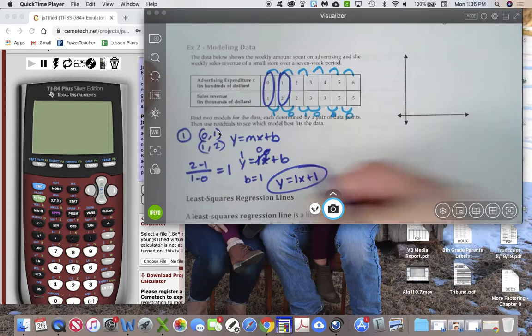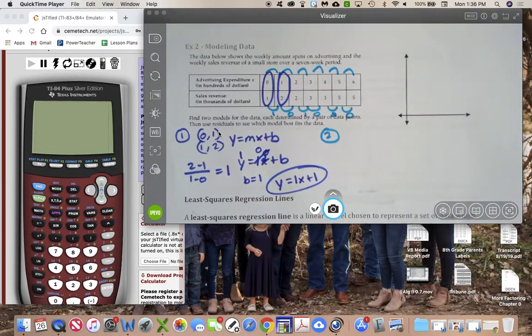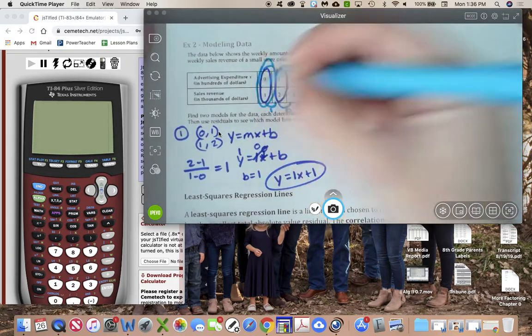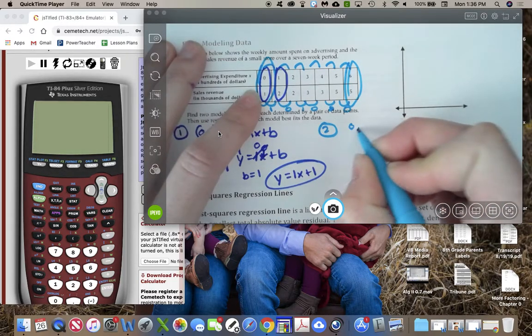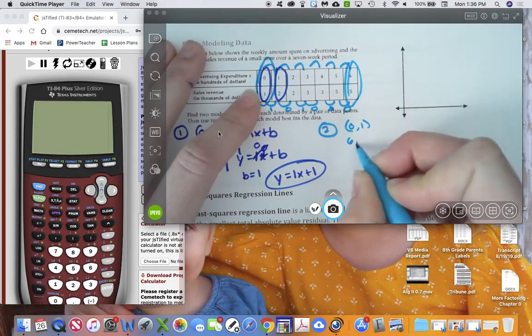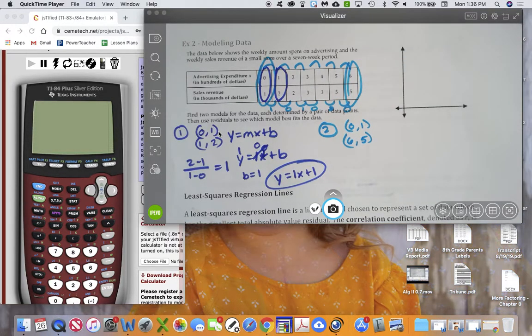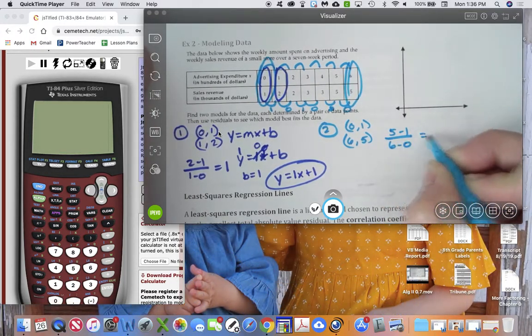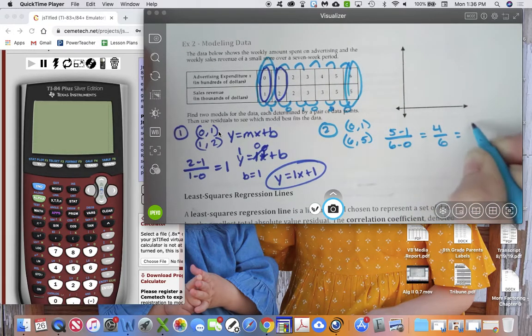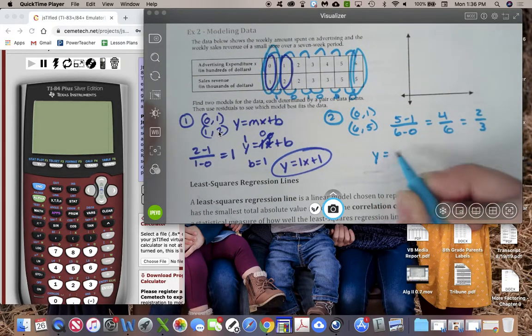Okay, now, one more scenario. Let's pick 2 different spots. Let's pick, like, the first one and the last one. Okay, let's do that. So, (0, 1) and (6, 5). Now we need to find our slope. So, I do 5 minus 1 over 6 minus 0, which is 4 over 6, which is 2/3. Yeah? So y equals 2/3 x plus b.